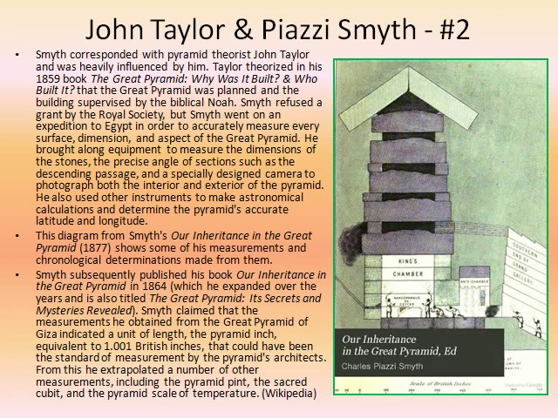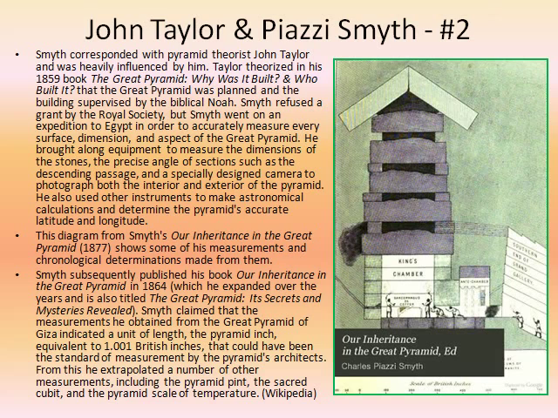John Taylor and Piazzi Smythe. Smythe corresponded with pyramid theorist John Taylor and was heavily influenced by him. Taylor theorized in his 1859 book, The Great Pyramid, Why Was It Built and Who Built It?, that the Great Pyramid was planned and the building was supervised by the biblical figure Noah. Refused, he did, a grant by the Royal Society.